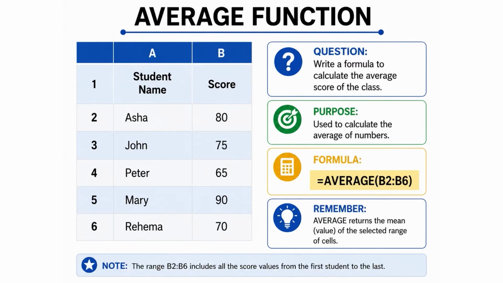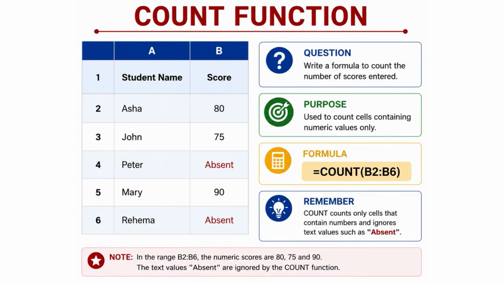Therefore, the formula is equals average, open brackets, B2 colon B6, close brackets. Notice that we use a colon because the scores are in a continuous range of cells. This formula tells the spreadsheet to calculate the average of all values from B2 to B6. Whenever you want to find the average of a group of numbers, you can use the average function. Now, let's learn about the count function.